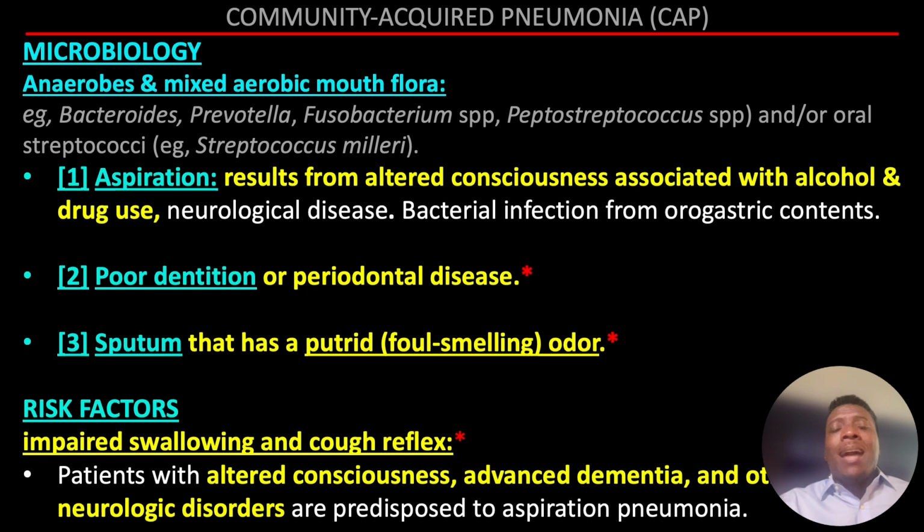Or someone that has some kind of aspiration. So for example, Alzheimer's status changes, severe dementia, drug use, if they have like an alcohol binge and they're vomiting, they can have aspiration pneumonia. So look for someone that has these risk factors.